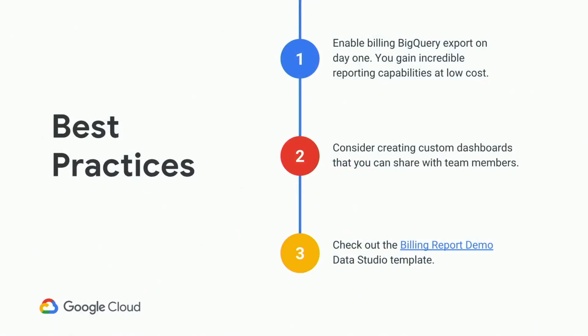So some best practices here. Please enable BigQuery billing export on day one if you think you will ever have use for detailed billing data. Data is available from the moment it's enabled, and so it's always good to enable it sooner rather than later. And then consider creating custom dashboards based on that data. And one way to do that is to check out the billing report demo Data Studio template, which is in the cloud billing documentation. And I'll show you where that is in the demo. So let's go to the demo.